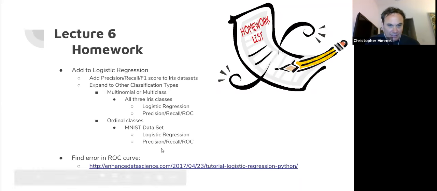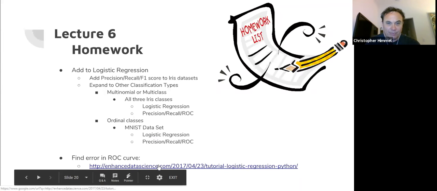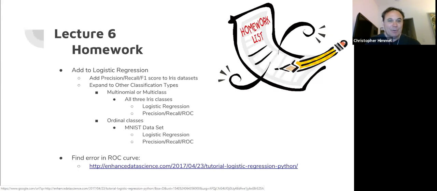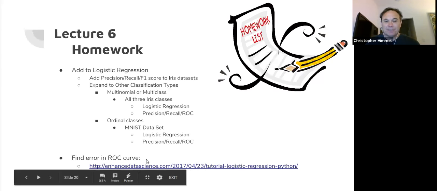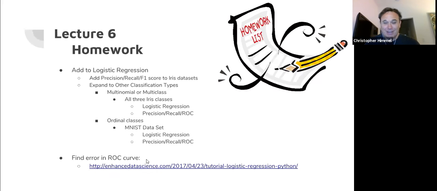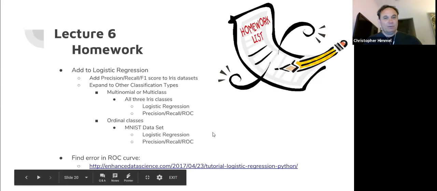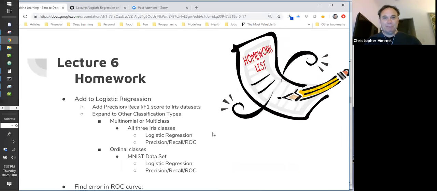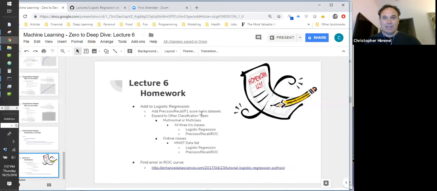And also part of the homework is to take a look at this article, and tell me what's wrong with their ROC curves. There's something pretty blatantly wrong with them. They have a bug, and I don't know why they didn't catch that. But anyway, so there you have it. Exciting stuff.